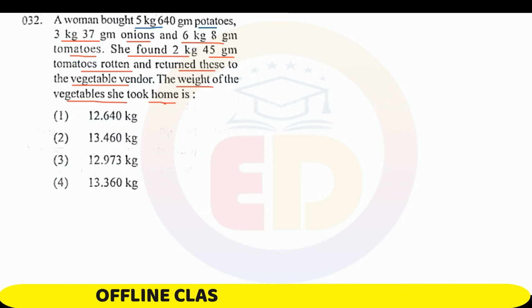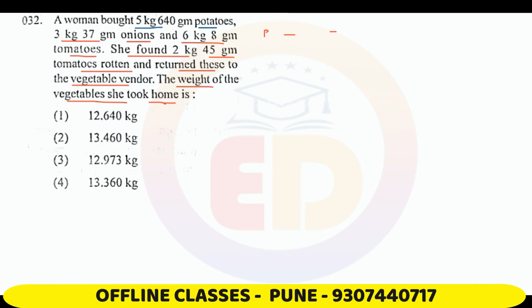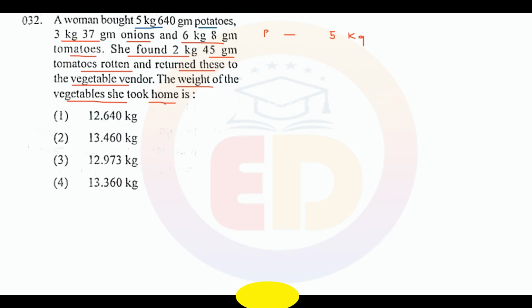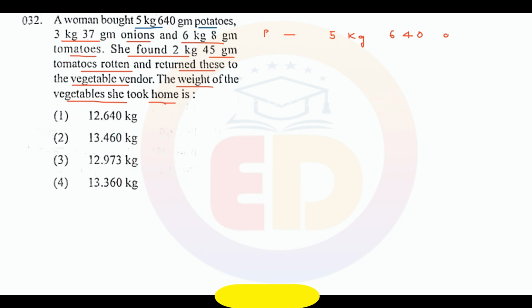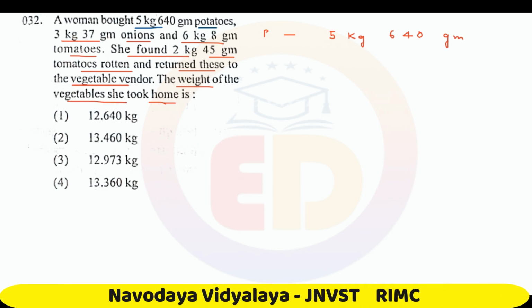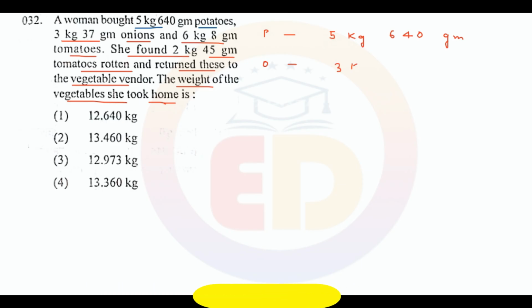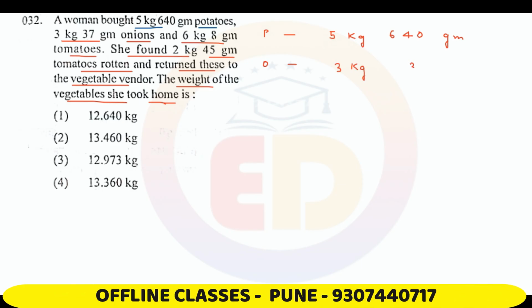So first she has purchased potato, which is 5 kg 640 grams. Then she has purchased onions, which is 3 kg 37 grams.